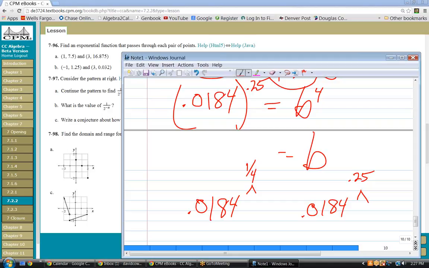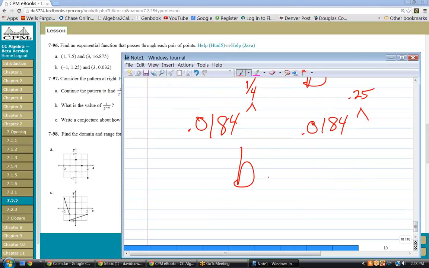Let me do it on mine. So I have 0.0184 raised to the 0.25 power. I get 0.368. So B is equal to 0.368302. Well, I've solved for B.